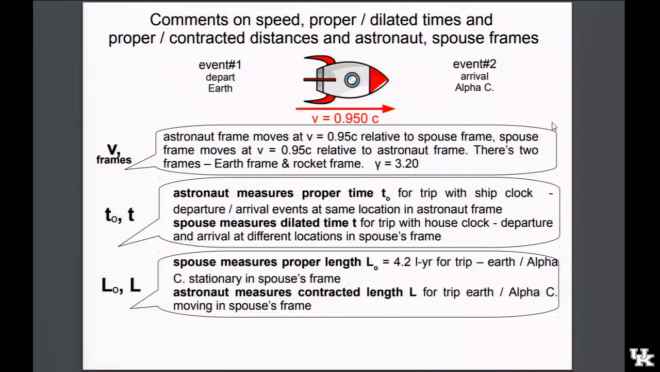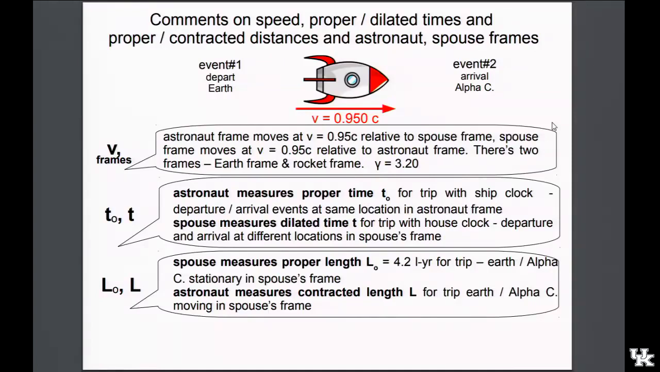What about the distances? Well, here it's reversed. This is an important point too: the spouse measures the proper distance. With respect to the spouse reference frame, the Earth reference frame, the Earth and Alpha Centauri are not moving. That's not really true exactly. Alpha Centauri is obviously moving with respect to Earth, but nothing like the speed of light. So the way to think about this is that Earth and Alpha Centauri are at rest in the spouse reference frame. Imagine a giant meter stick between the Earth and Alpha Centauri. The spouse will measure the correct distance between Alpha Centauri and Earth, because those two ends of the meter stick are fixed, at rest in the Earth or the spouse's reference frame.